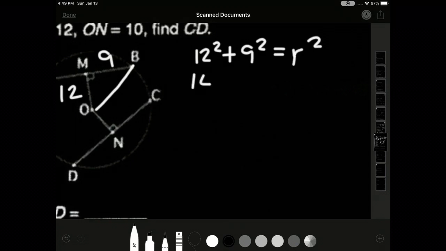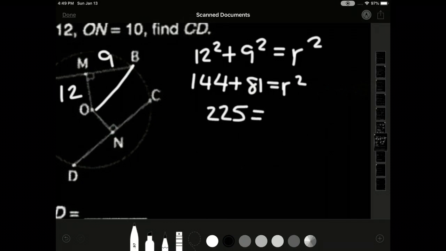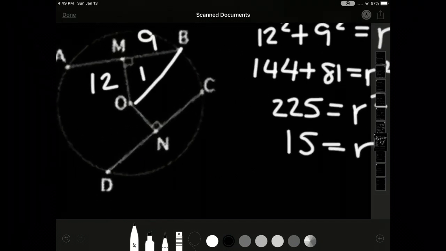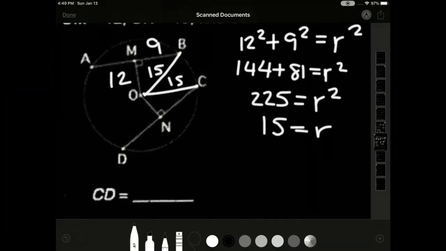So we get 144 plus 81 equals r squared. So 225 equals r squared. And when you take the square root of r squared, then your radius is 15. So looking at our circle here, this guy is 15, the radius that we just drew, which means that from O to C is also 15. And we know ON is 10.